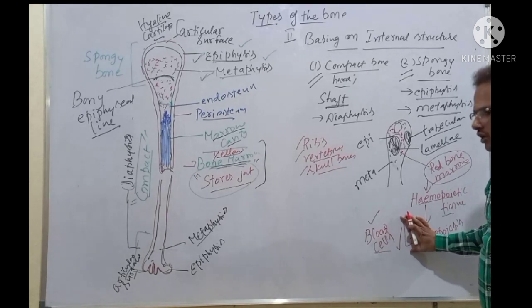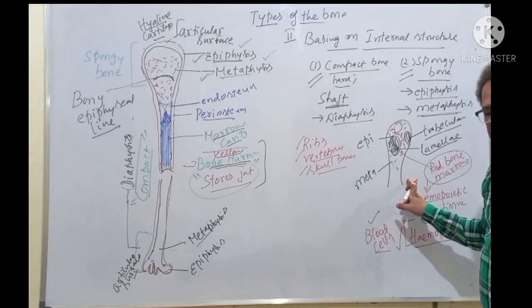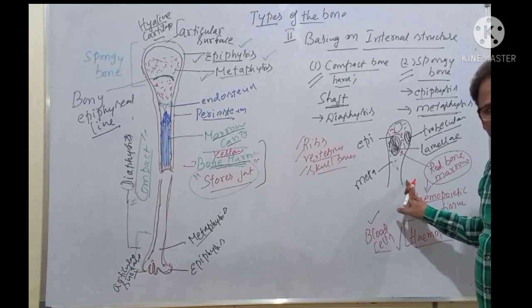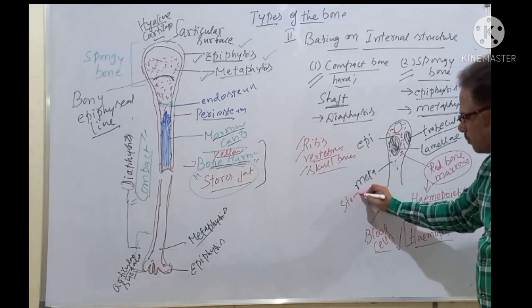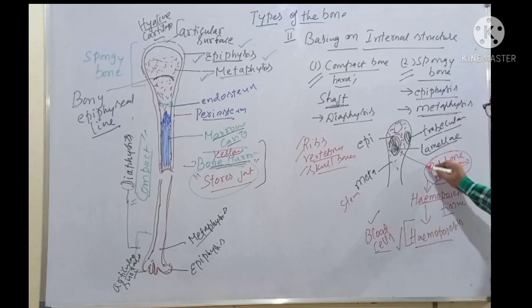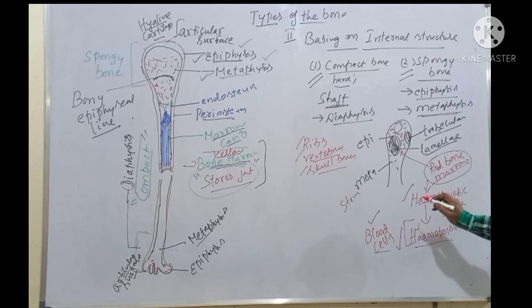RBCs, platelets, etc. are formed here, because it contains the stem cells of the blood. So these stem cells of the blood cells are present in the red bone marrow. That's why it's called the hemopoietic tissue, which goes for the hemopoiesis here.